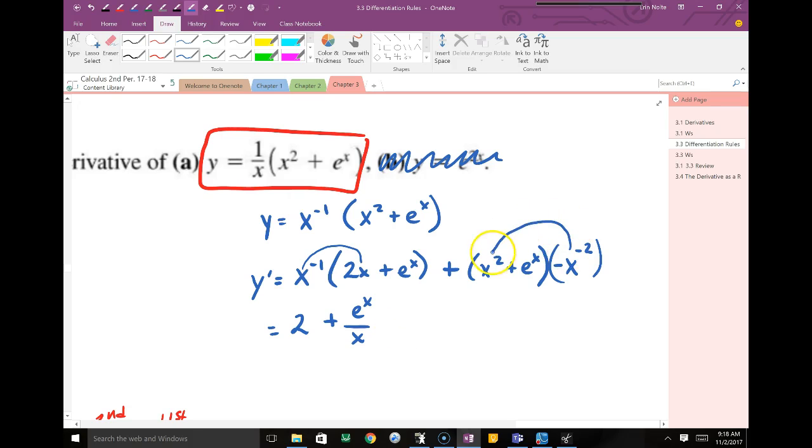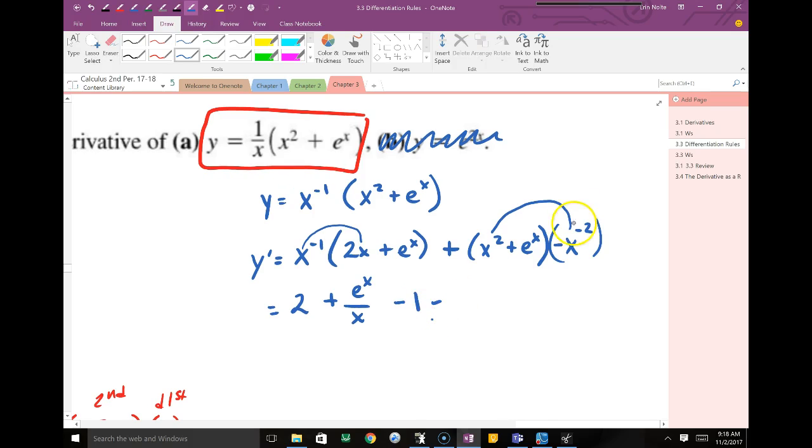Okay, second one, what is negative x to the negative 2 times x squared? Negative 1. Because remember, you add your exponents and the x's are going to go away, right? You have 0 x's there.